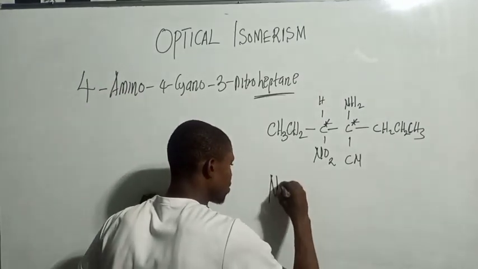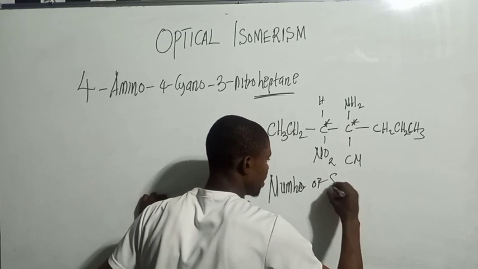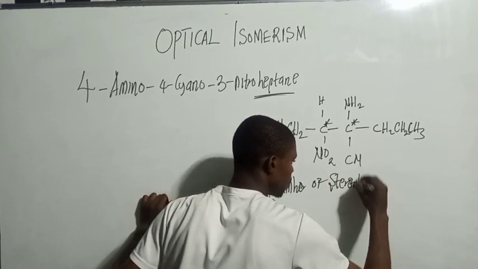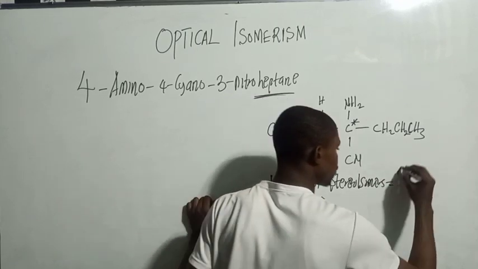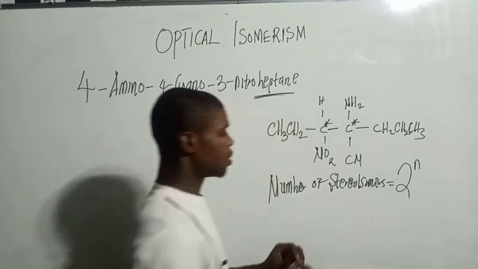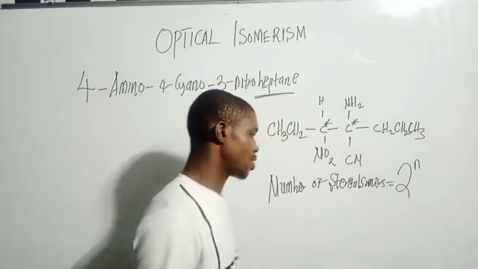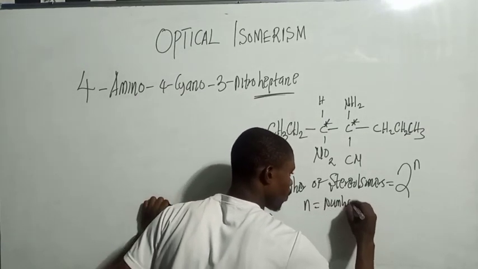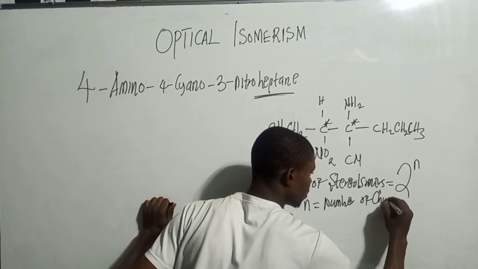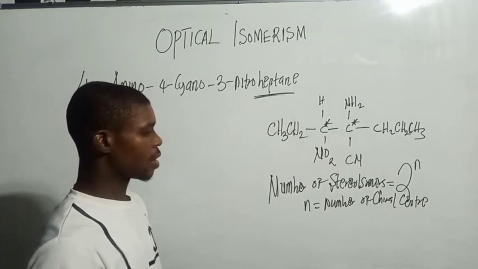Number of stereoisomers equals 2 raised to what? N. Now, what does the N mean? N is the number of chiral centers. So here we have N, the number of chiral centers right there.